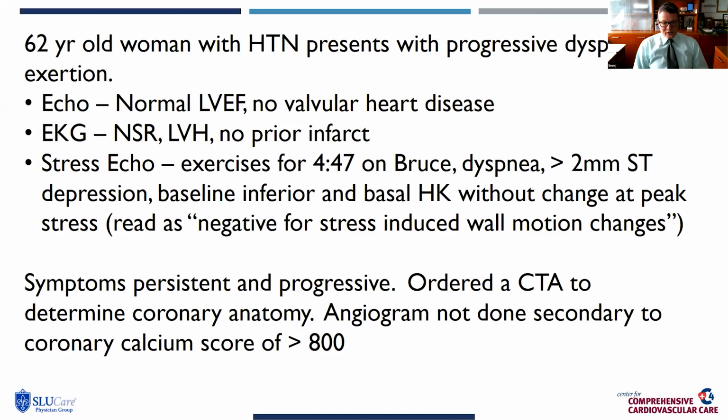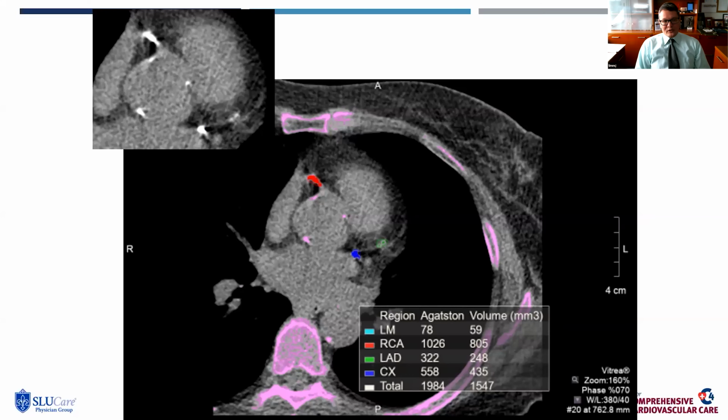So we underwent a stress test evaluation for her, and she exercised for almost 4.5 to 5 minutes on a Bruce protocol, developed some dyspnea, and had some ST segment changes on her EKG that were subtle, but the echo basically showed no real changes indicative of stress-induced wall motion changes. She had symptoms that continued to be persistent and progressive, and we got a CT angiogram, and this was stopped because the coronary calcium score was greater than 800, so we ended up doing a heart catheterization on her. Here's some of her calcification, as you see, which is not subtle.